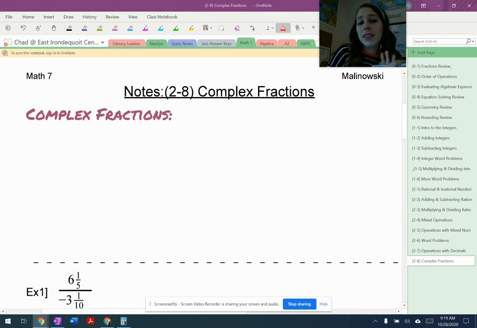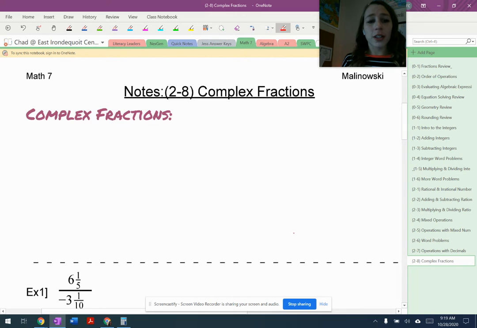All right, Math 7, Lesson 2-8, Unit 2, Lesson 8 on complex fractions. And the great thing about this lesson is that you've really already done this and you know how to do complex fractions. It just looks a little different than what you're used to. So this should be a good, nice little review for us.